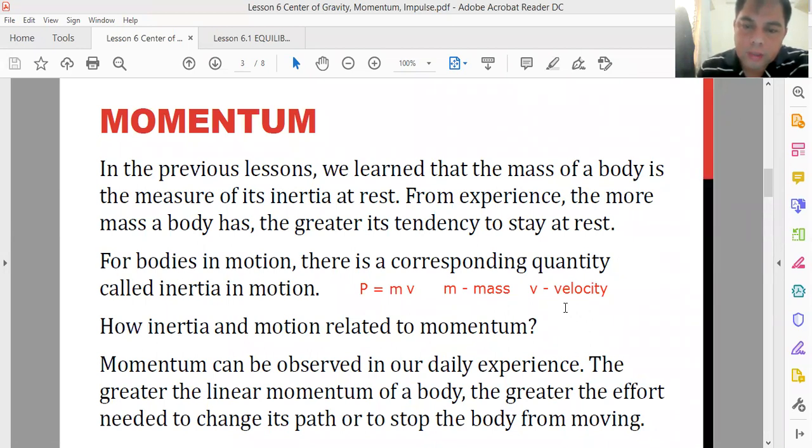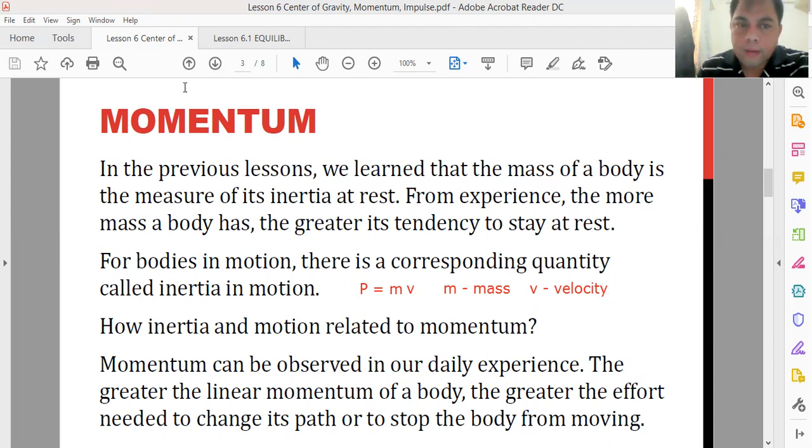Like a bullet, for example. It's not very massive, it's so small, but despite that, it can create so much destruction. It can kill because of its sheer speed. Its speed is so fast that it can penetrate through body armor, metallic armor, and so on. So again, momentum. In Ilonggo, we call it the builo of an object.